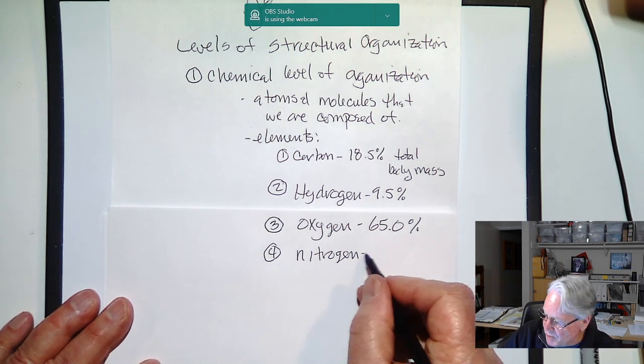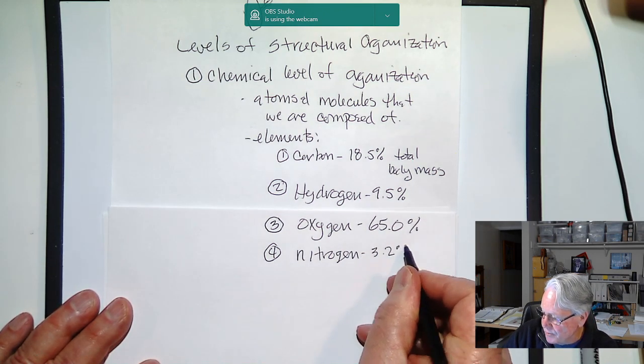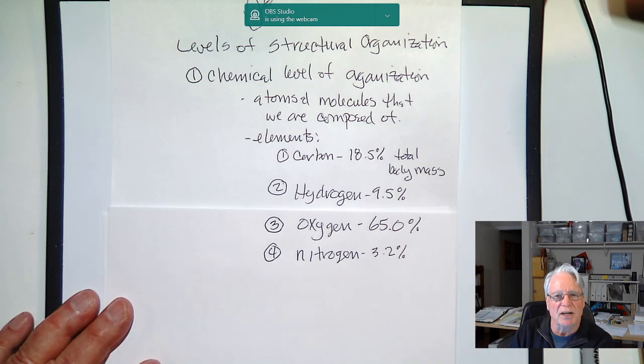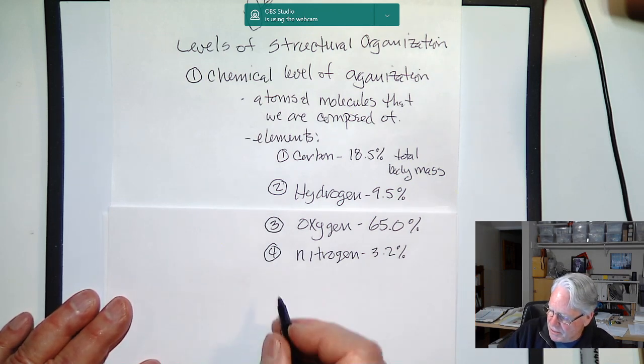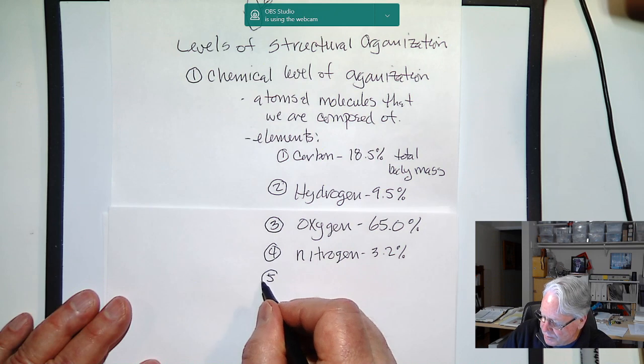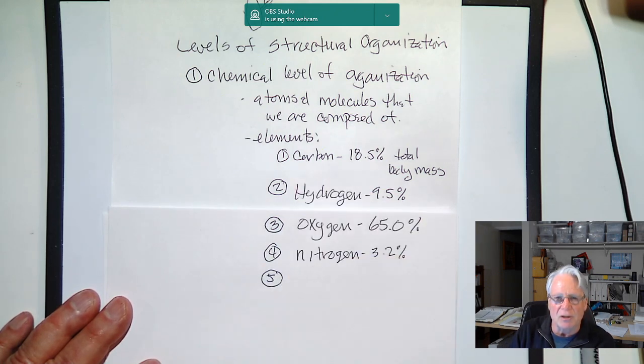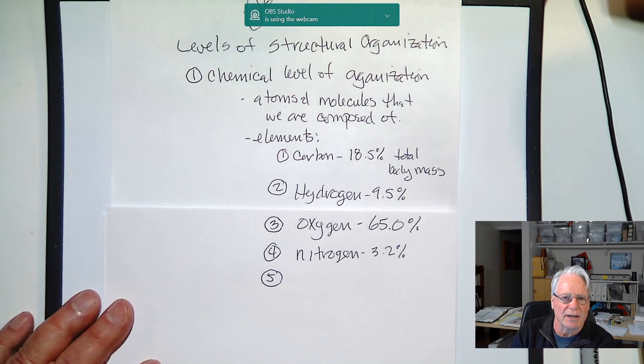And this represents about 3.2% of our total body mass. And then we have, I'm going to add one more. So these first four are obviously the major part of what we're composed of: carbon, hydrogen, oxygen, and nitrogen. Those are the major constituents, the major elements that we are composed of.